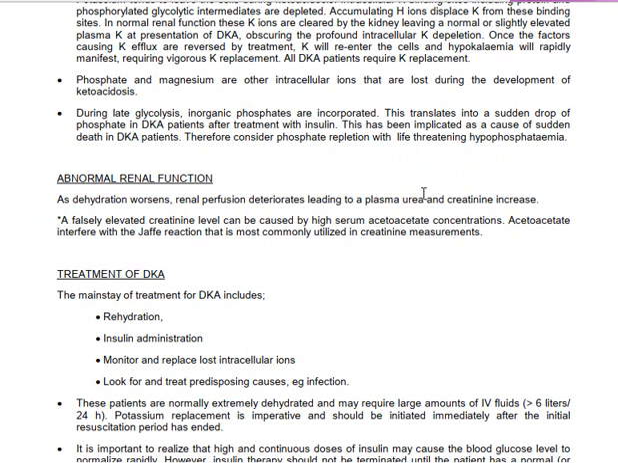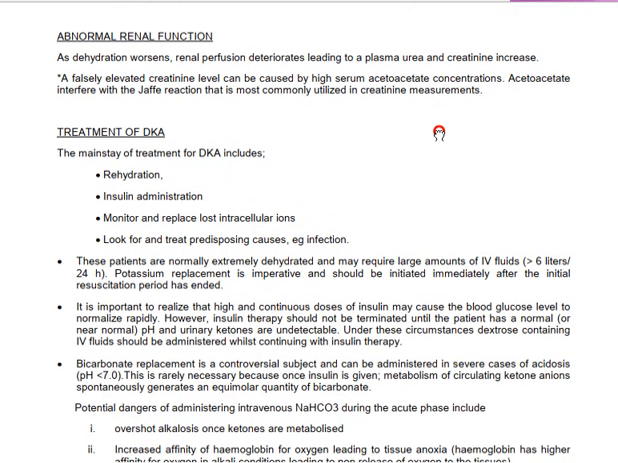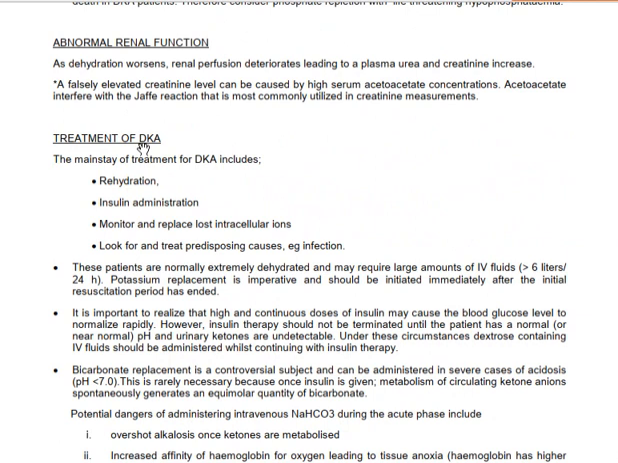Acetoacetate interferes with the Jaffe's reaction that is mostly utilized in creatinine measurement. You can have a falsely elevated creatinine level. It may not be elevated in all cases, because there is interference of the Jaffe's reaction, which is used in creatinine measurement. Now, how do you treat diabetic ketoacidosis?